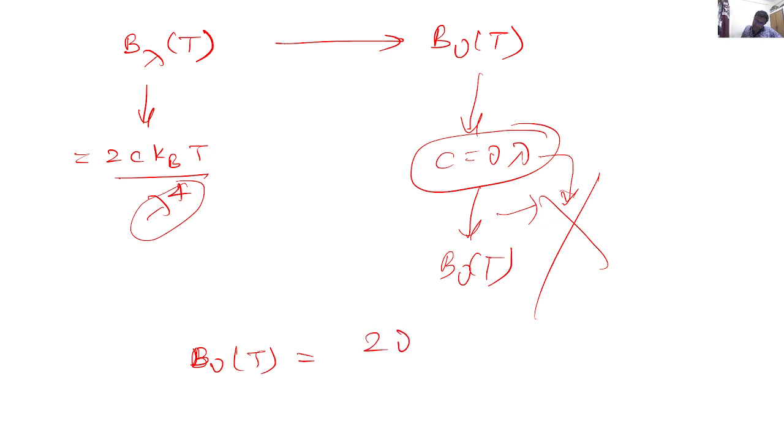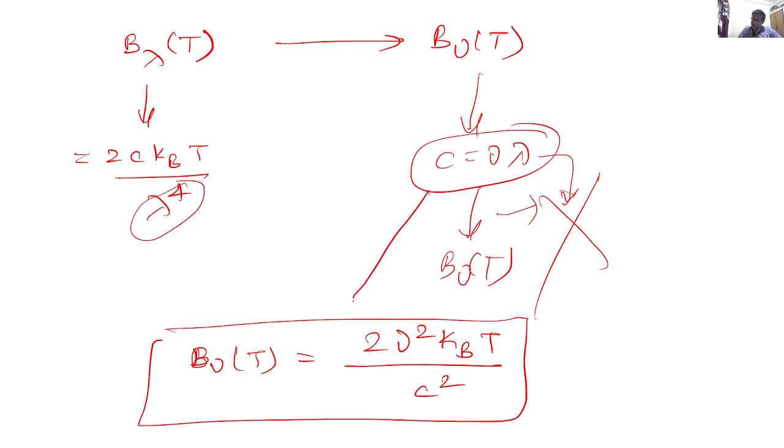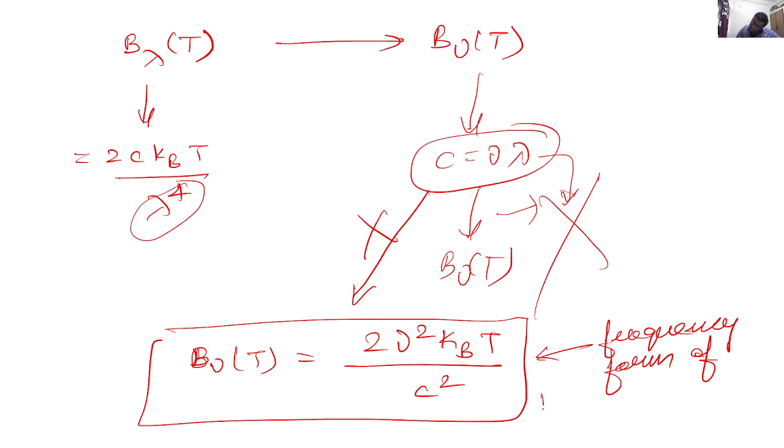The formula is 2 nu square kB T by c square. This is the actual formula. This does not arrive from the wavelength formulation at all. This is the frequency form of the Rayleigh-Jeans law, and we usually use the frequency form in microwave remote sensing, where the wavelength has become too large, so we rather discuss things in terms of frequencies.